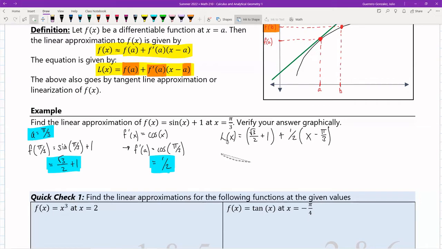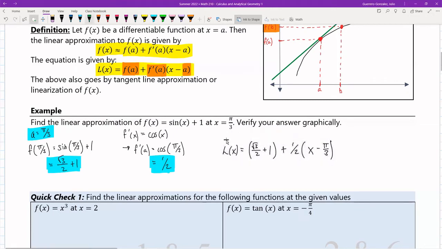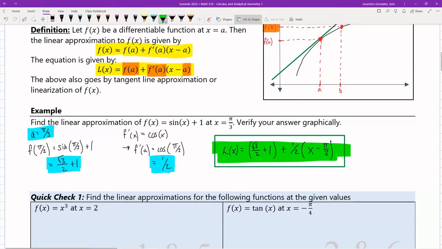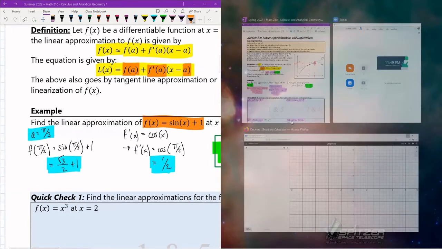And we are done. I'm going to move this down just a smidge so I can go ahead and box it away. That is it. We are done. This is our tangent line approximation to our function f of x. So this line that's in green right here should approximate this function right here really good at pi over 3. Okay, so now let's go ahead and verify that using our graphing utility.